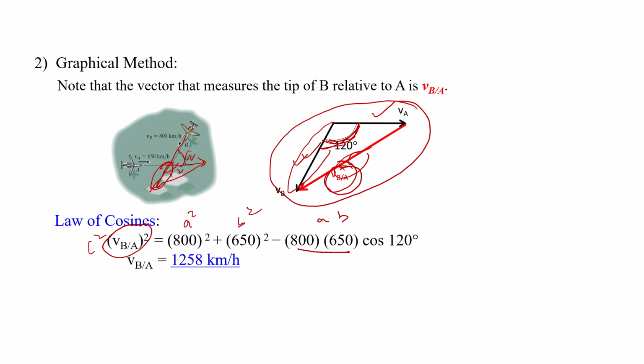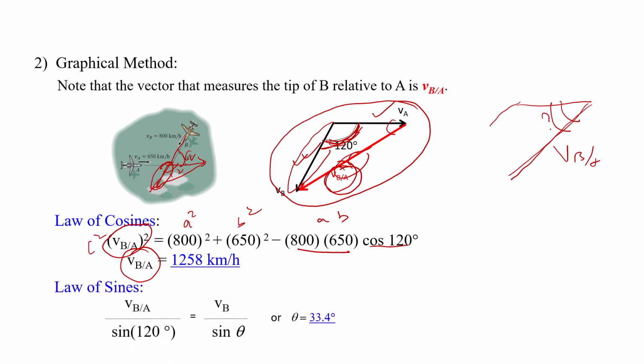So this 120 is given, and we can find out the magnitude of VBA. So we use the cosine law. And if you want to find the angle this resultant VBA makes, now use the sine law to find the angle. This is the angle which we are interested in, because this is the angle VBA makes with the horizontal.